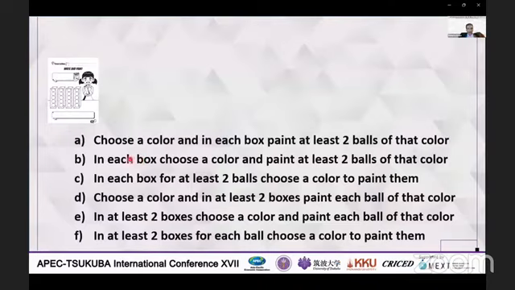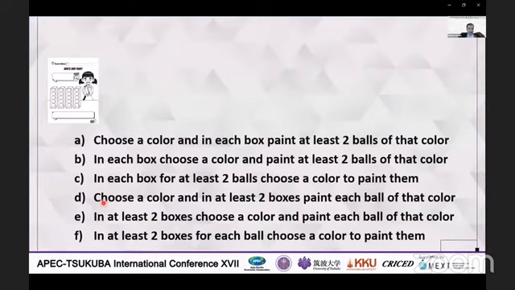There is, for example, "choose a color and in each box paint at least 2 balls of the color." And here you have "in each box choose a color and paint at least 2 balls of the color." You think, are these the same or are they different? Or in this one, "in each box for at least 2 balls, choose a color to paint them." So each of these is a little bit different, just somehow different in what you have to do.